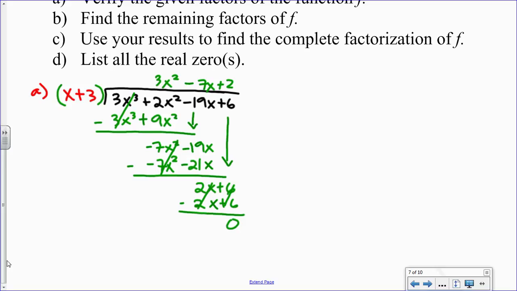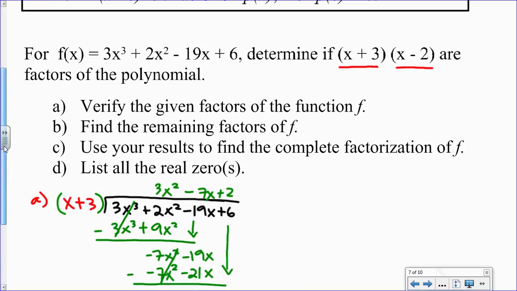So I got a remainder of 0, which verifies x plus 3 is a factor of 3x cubed plus 2x squared minus 19x plus 6. Now, I can take x minus 2 and do the same thing with it. I can check it into this as well, but then I'm still going to end up with another quadratic. And part B wants me to find the remaining factors of f. So then I'd have to do some factoring after that.